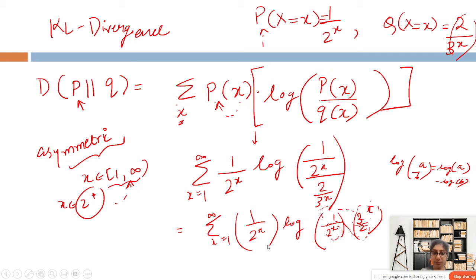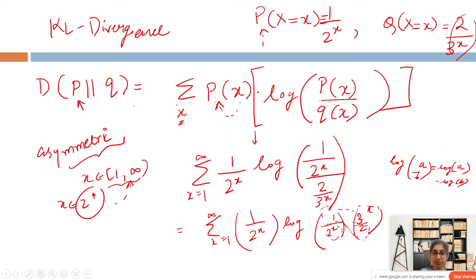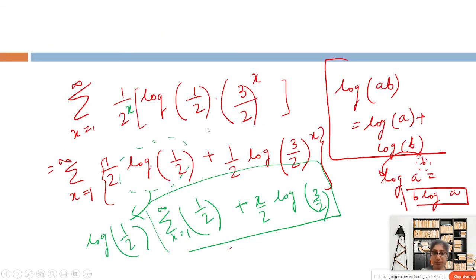One over 2 to the power x. This is log of 1 over 2 to the power x. This I missed out. 1 by 2 to the power x, and inside we got log of 1 by 2 into 3 by 2 to the power x. Okay. Now we have to look into this 1 by 2 to the power x.